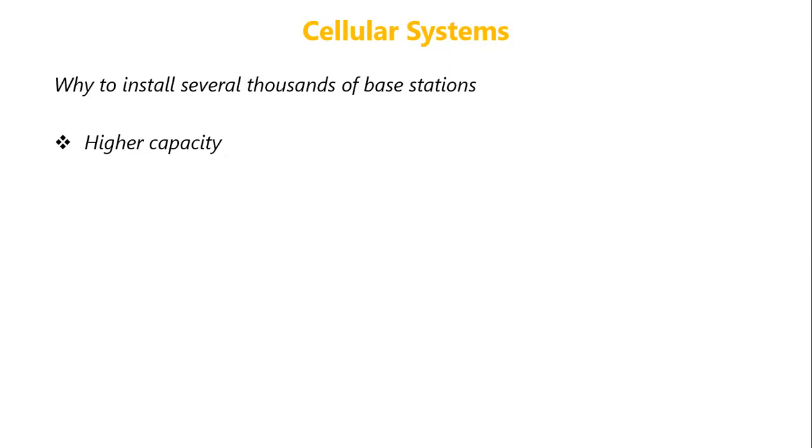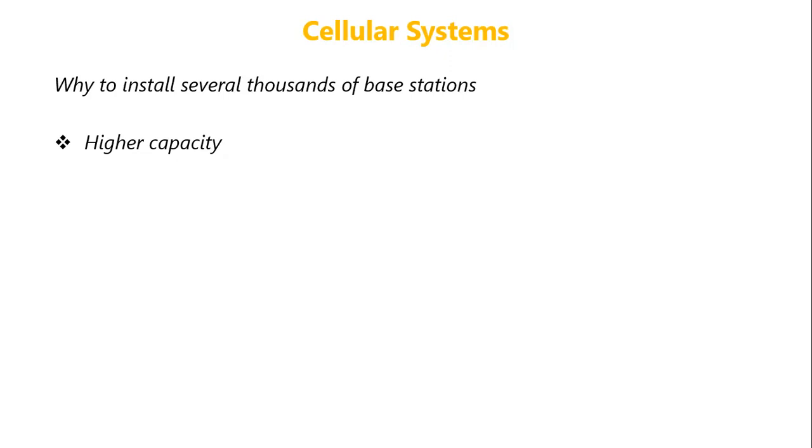The first advantage is higher capacity. Implementing space division multiplexing allows frequency reuse. If there are more base stations, each base station covers only a limited area. So whatever frequency is used in that particular base station can be reused in the coverage area of another base station. If one base station is far away from another and they are outside the interference range, so that the signals from the two base stations are not interfering with each other, then the frequencies can be reused.